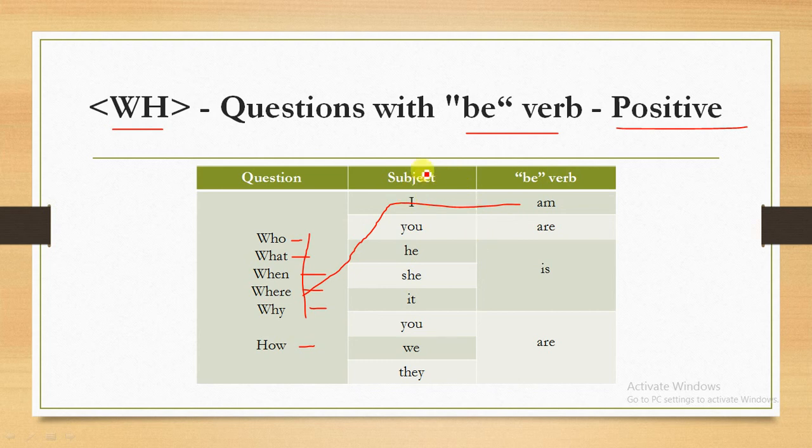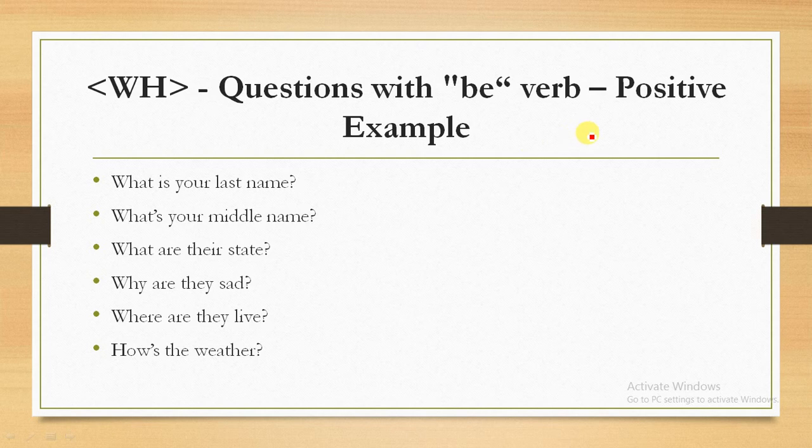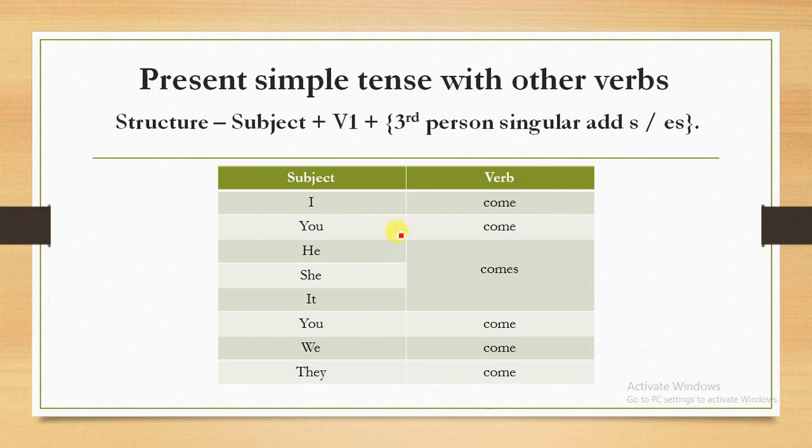So this type of sentences we can create with the help of this. Okay, then let's move forward, we will go through some examples. What is your last name? Here "is" is our be verb. What is your mother's middle name? What are their states? Why are they sad? Where do they live? How is the weather? So this type of sentences we can create with the help of WH keywords.